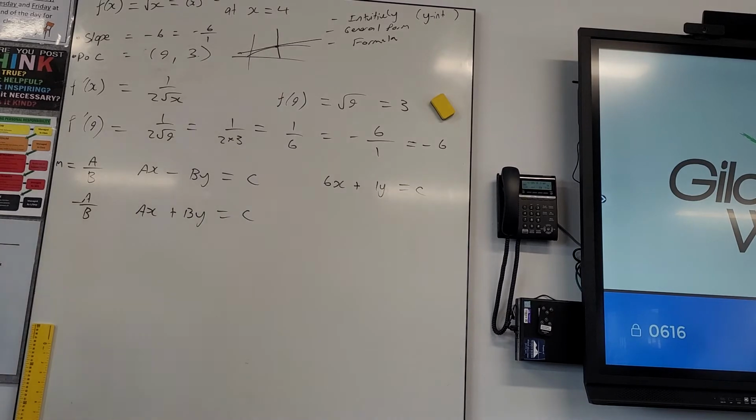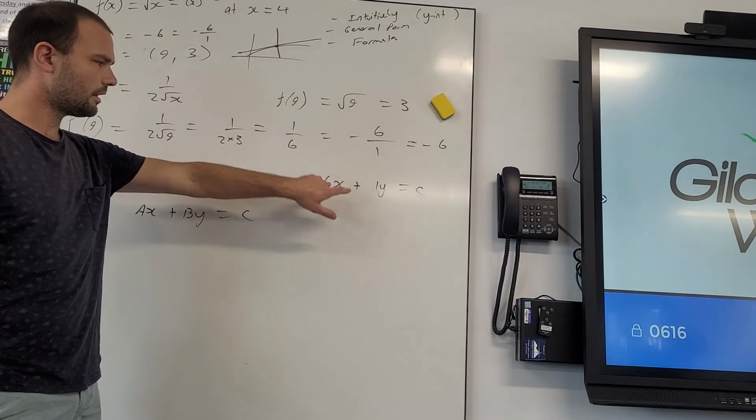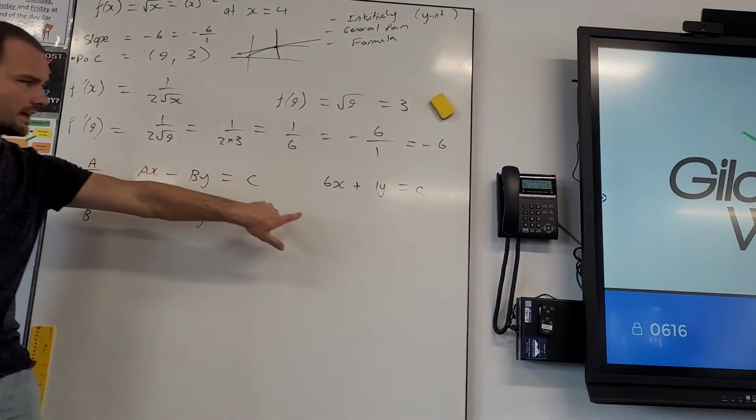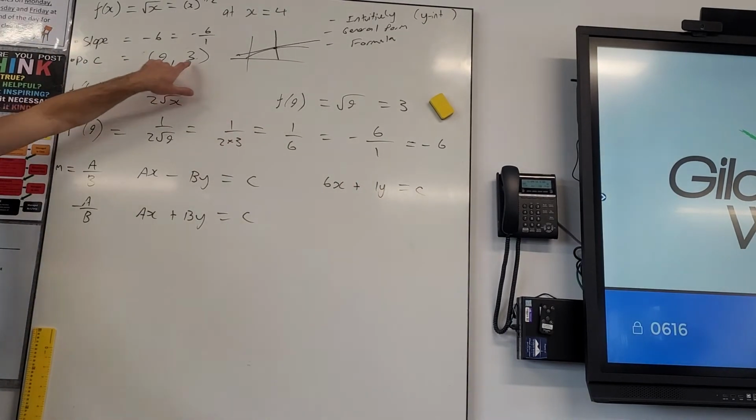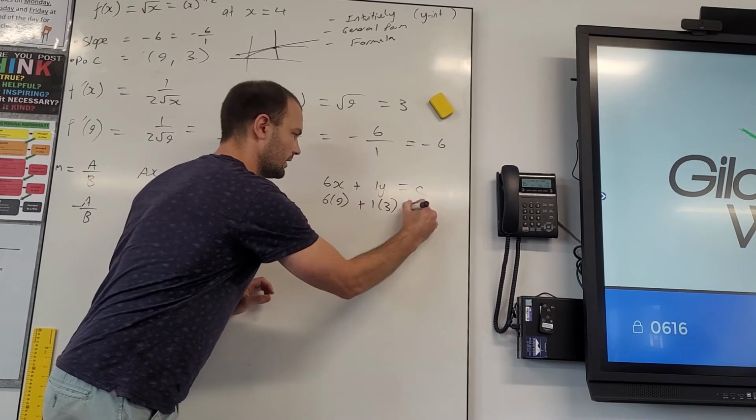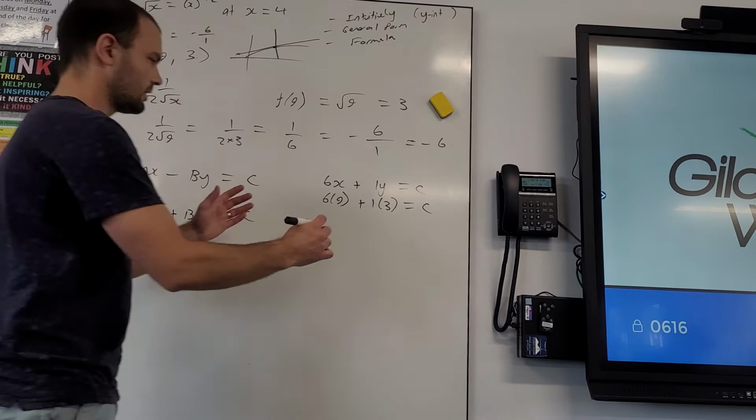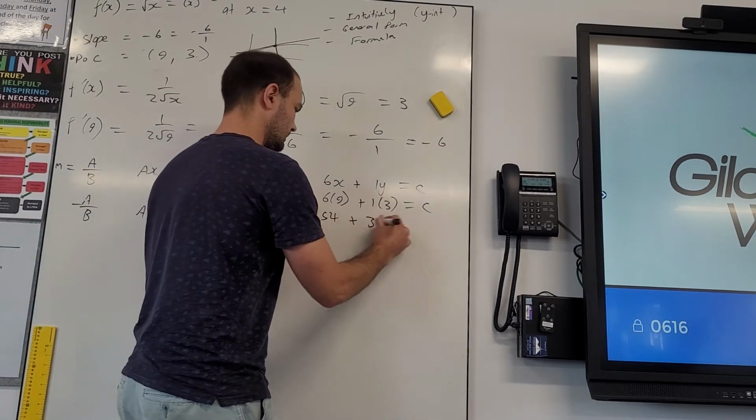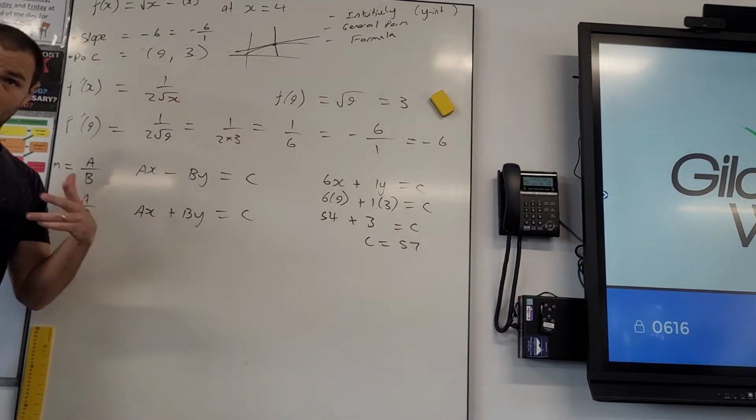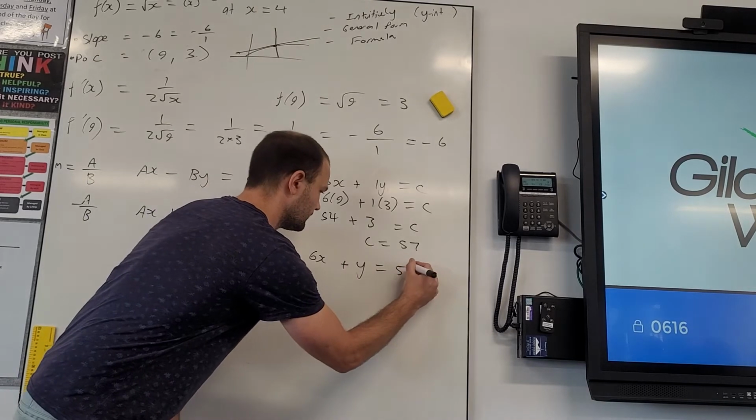So this is general form. Remember, hopefully we've done this before. It looks pretty familiar. So we've written out this statement, and then we're ready to substitute in the point of contact. We've got x is 9, y is 3. We're going to have 6 times 9 plus 1 times 3 is equal to this value of c. Let's process that. 9 6s are 54 plus 3. We've got c is 57. So the equation of this line in general form is 6x plus y equals 57.